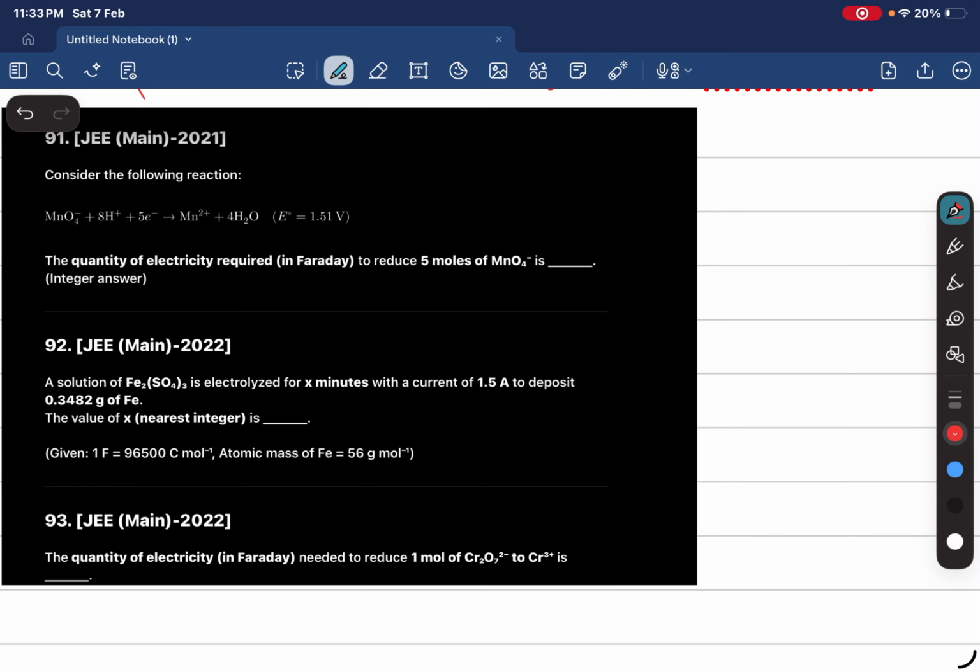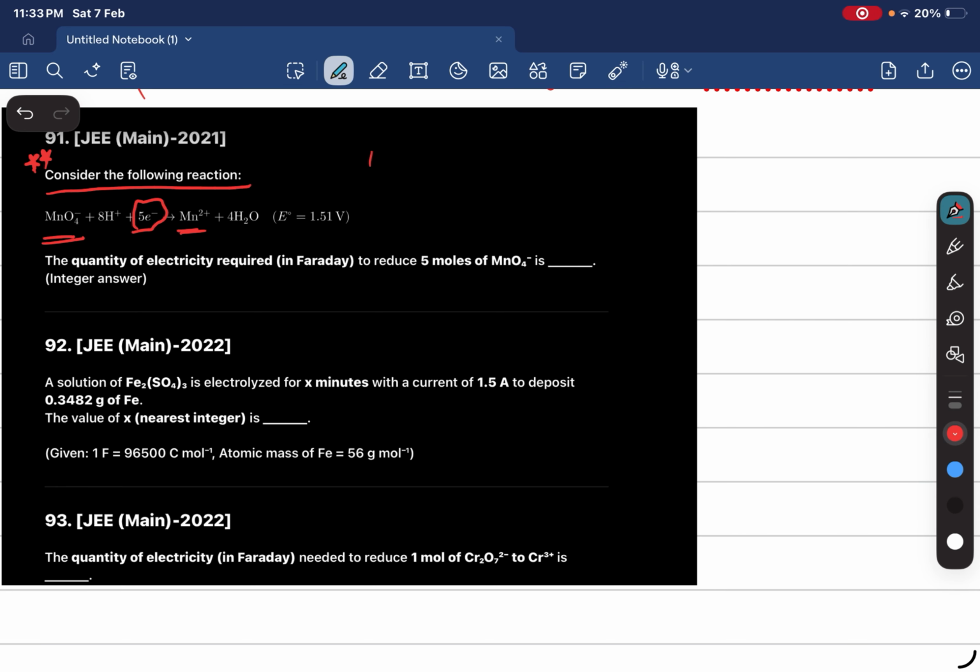Let's start problems on Faraday's law, students. Most important, all JEE PYQs these are. This will cover NEET and board everything. See, consider the following reaction: MnO4 minus converted into Mn2 plus. So here how many electrons are accepting?